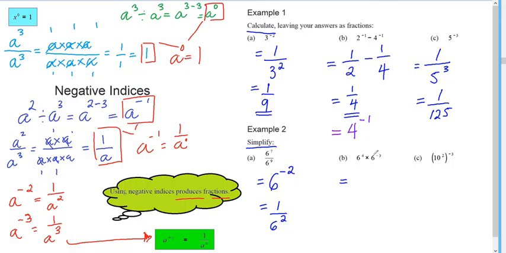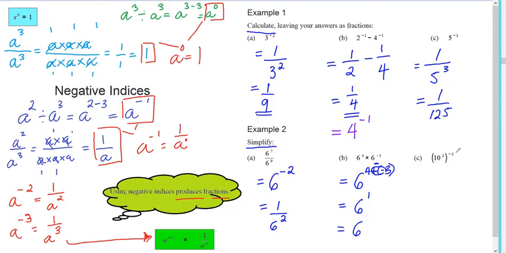6 to the 4th times 6 to the negative 3. Now, what do I do with indices when I multiply? Very good, I add. But now I'm adding a negative number. What is 4 plus negative 3? Of course, that is really 6 to the power of 1, because that is 4 minus 3. Those two signs come together and it's a minus. Very good. And 6 to the power 1 is really just 6. We want to simplify that all the way.